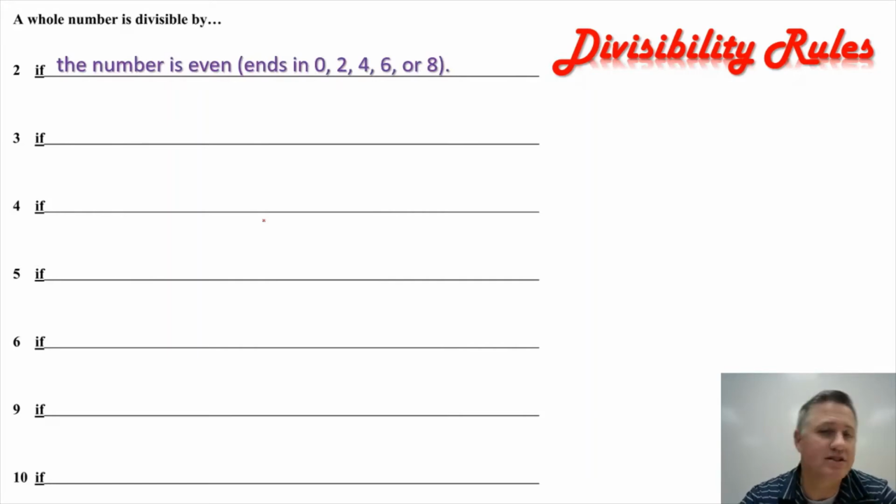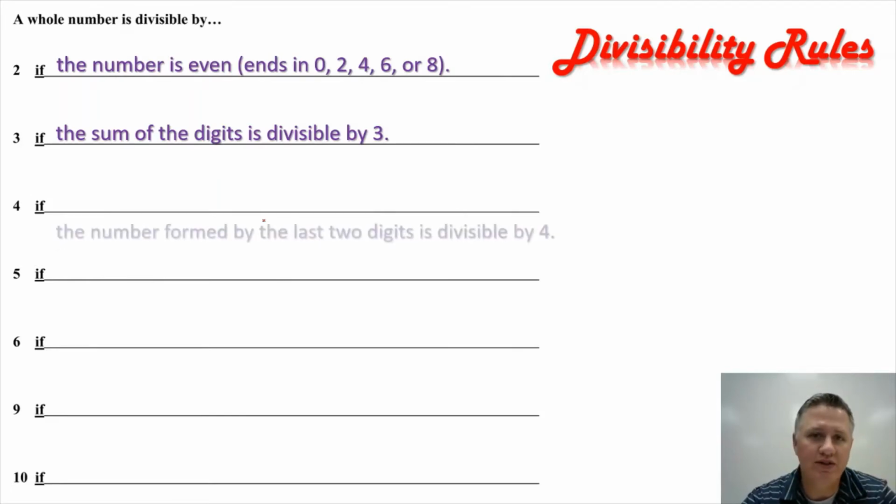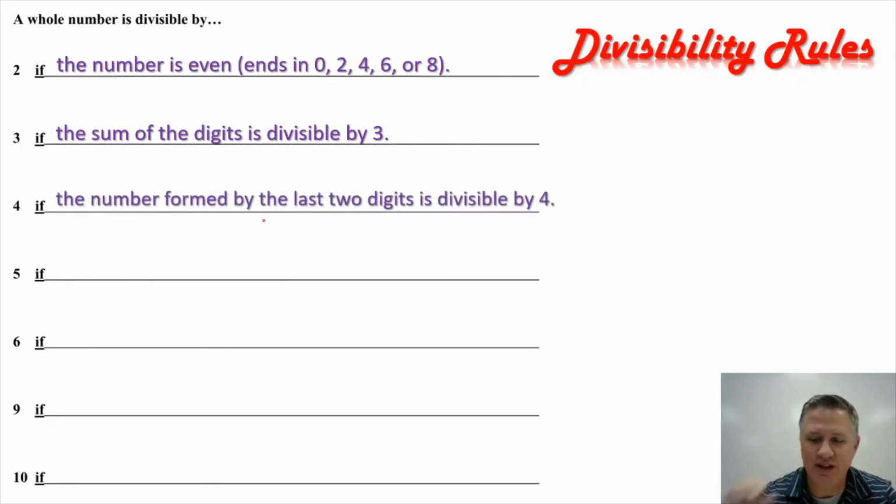3, how do you know a number is divisible by 3? Well, you add up all the digits, which is called the sum, and see if 3 goes into that. How do you know a number is divisible by 4? Well, you look at the last two digits and the number formed by those last two digits. You see if that's divisible by 4.